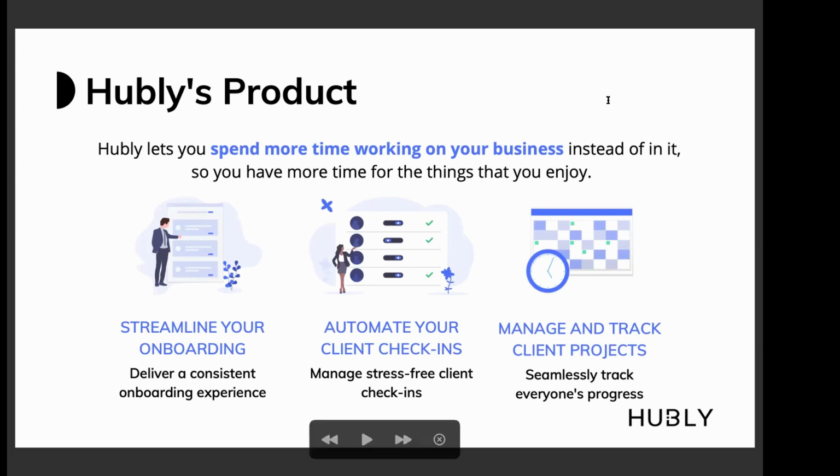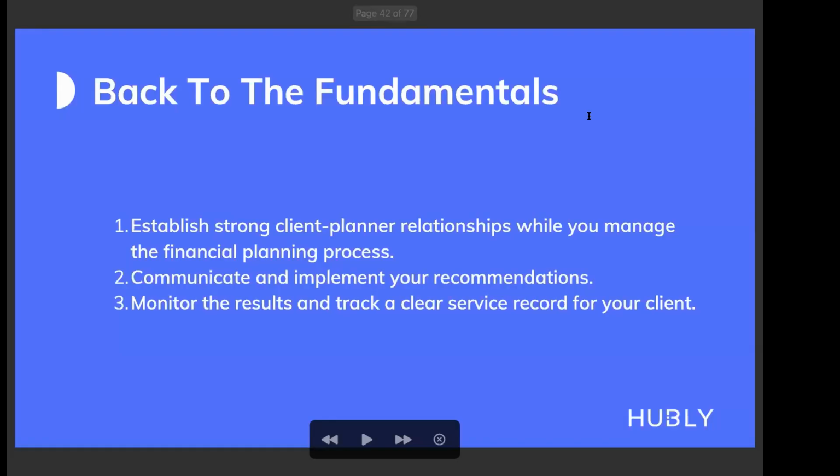And so with that being said, we're going to dive into the fundamentals and some of the best practices we've learned. And I'm hopefully going to share those with all of you today. So the 3 fundamentals I'm going to cover: 1, how to establish strong client planner relationships in the initial stages of the planning process. 2, how to actually communicate and implement those recommendations. And 3, how to actually monitor and track the results and those deliverables for your clients.